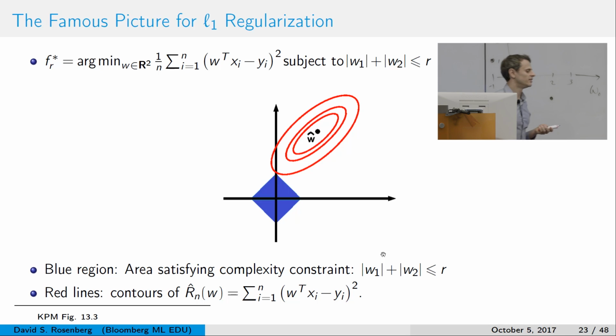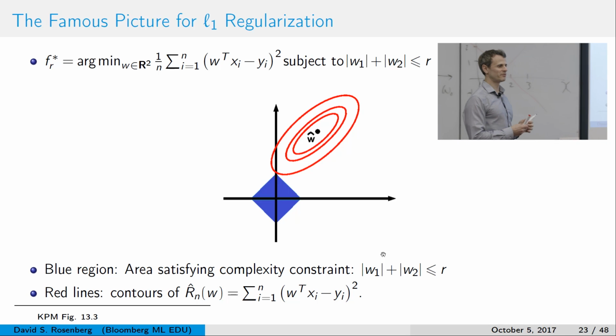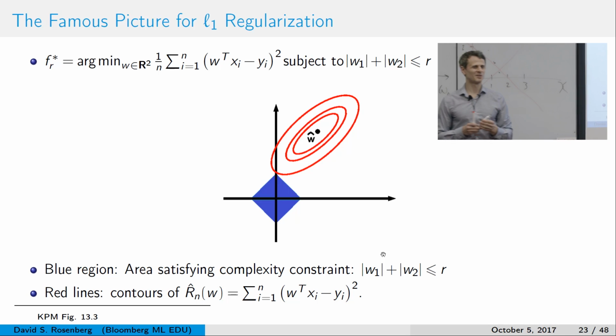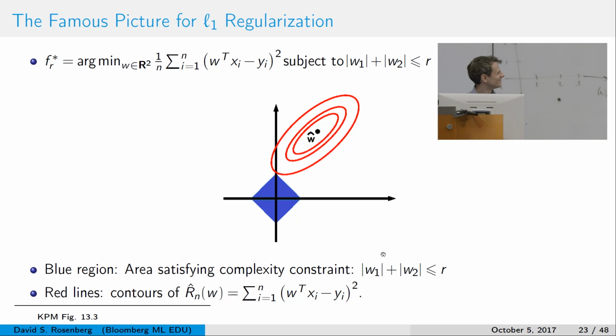So we come now to the classic picture. Have you guys seen this before? Yes, some no. It's classic. We're going to understand it. All right, so here's the full objective function for L1 regularization. Again, with square loss. We have our empirical risk subject to this L1 constraint.